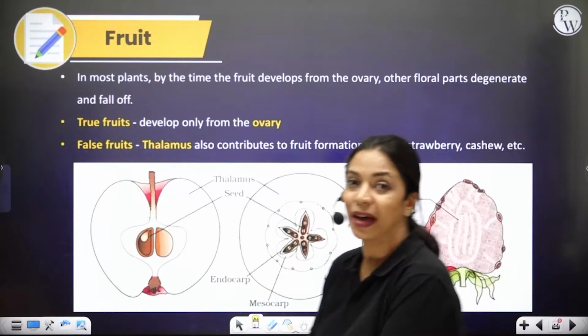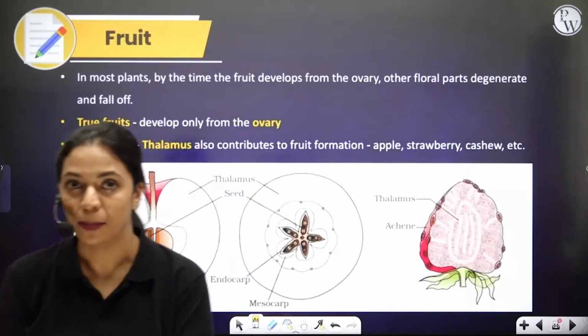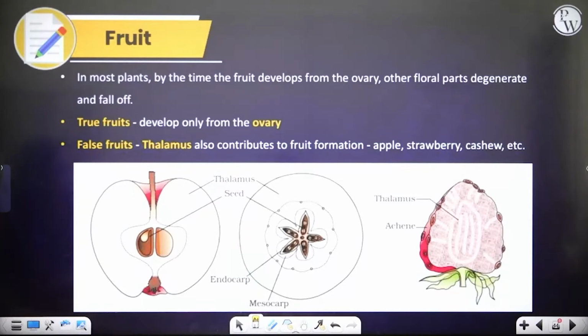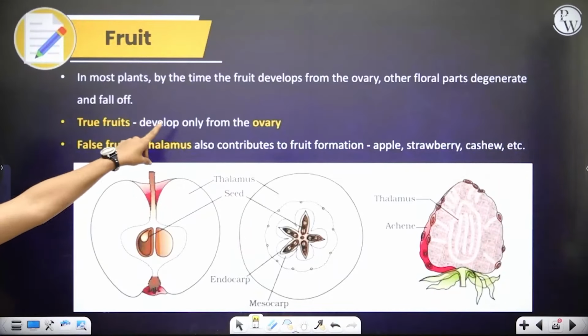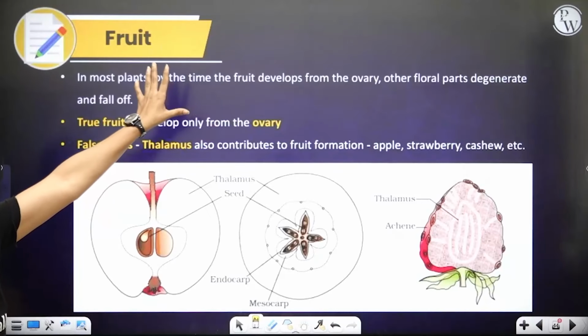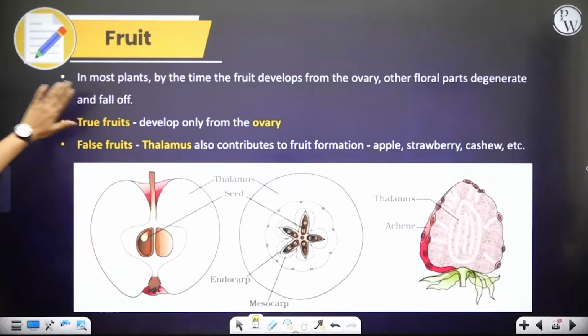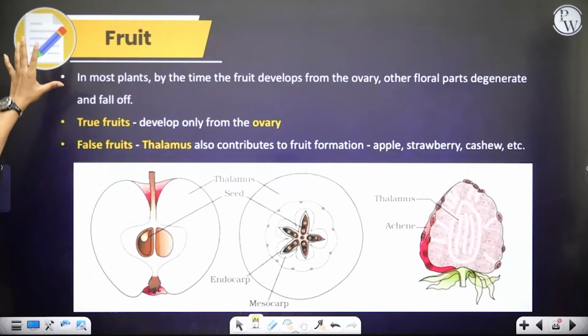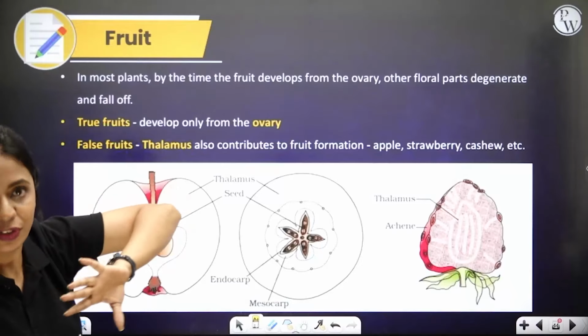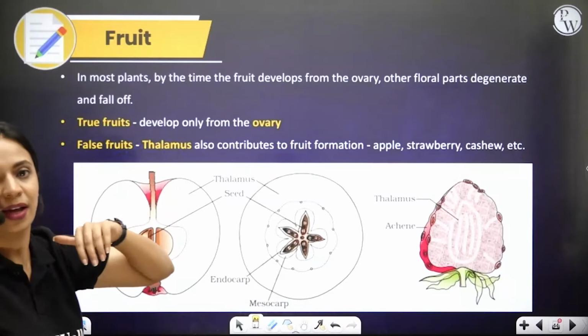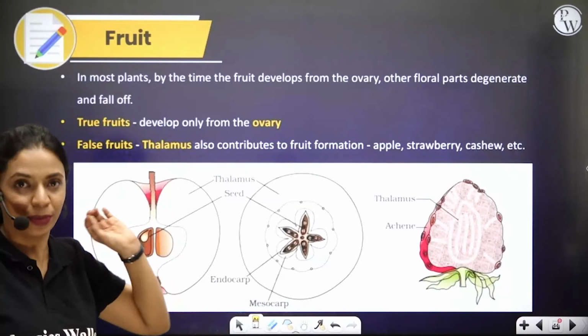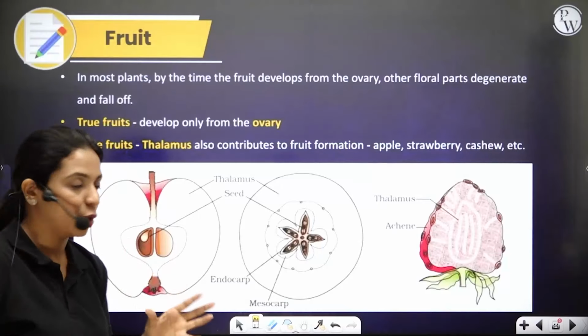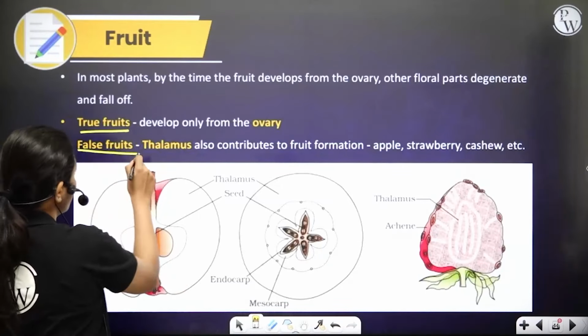In most plants, by the time the seed will develop, the fruit also would have started to form, and other parts of the plant will have started to degenerate and fall off. Usually fruit is formed from the ovary. The part that we consume, edible part, is formed from the ovary. If it is formed from the ovary, we refer to it as true fruits.